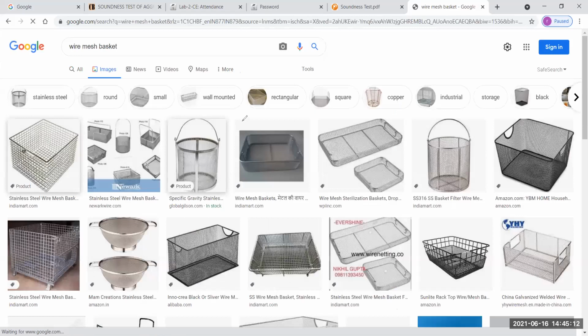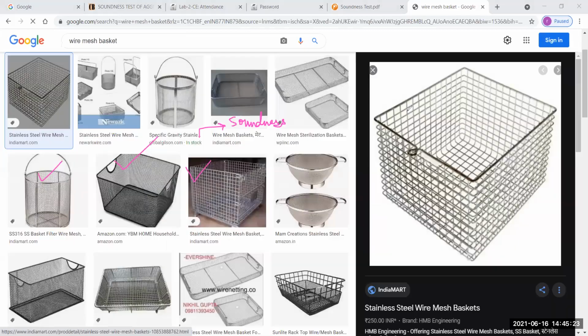Wire is not showing. Okay, I think someone is saying yes, sir. It is showing. From your side, sir, you typed in Google and only that is showing, wire mesh basket in the search box. Okay, is it visual? Is it visual or not? This is one kind of, the search has come now, sir.